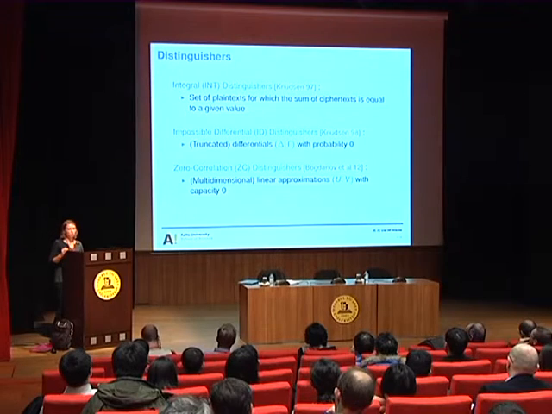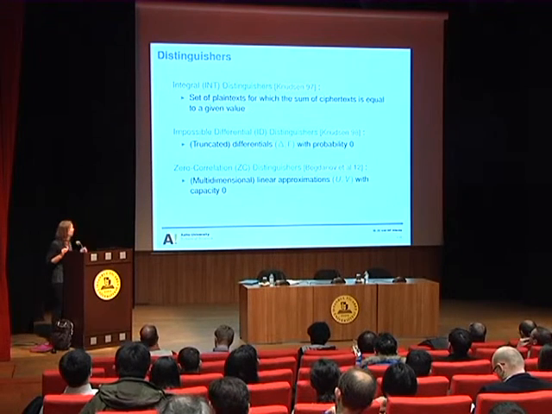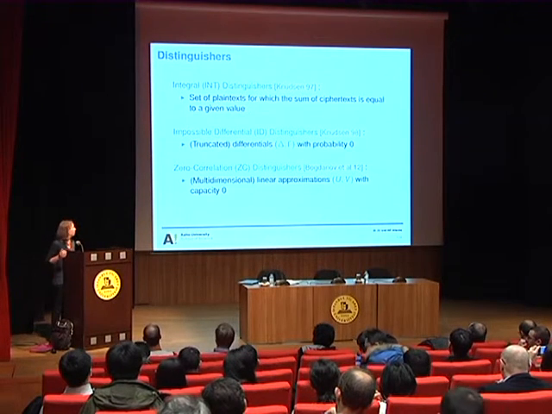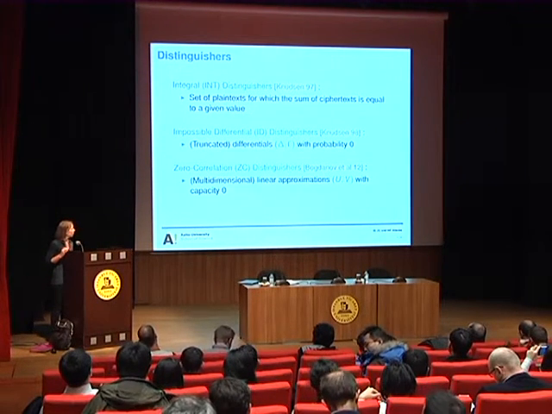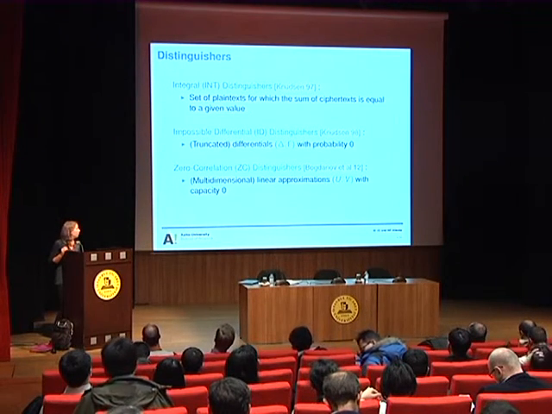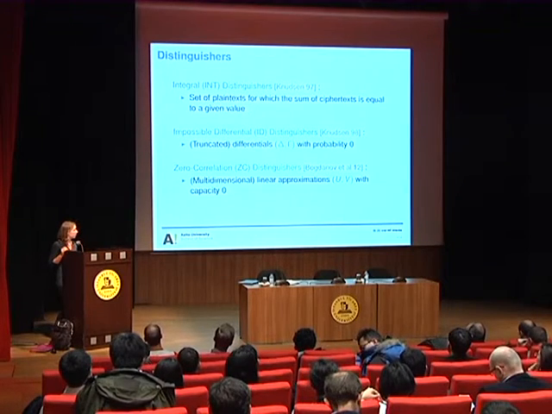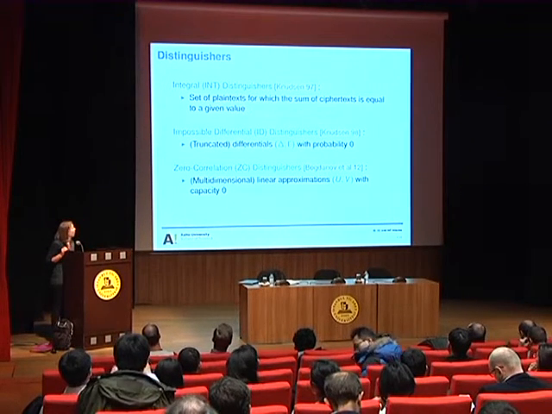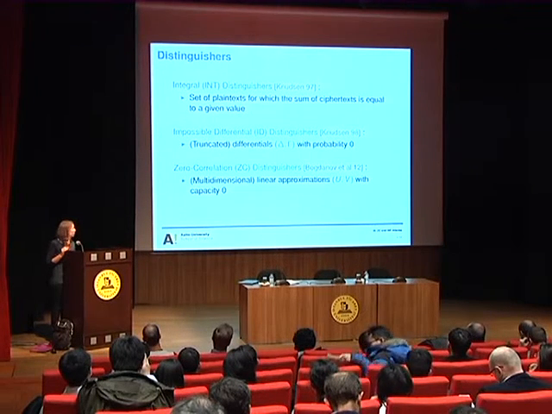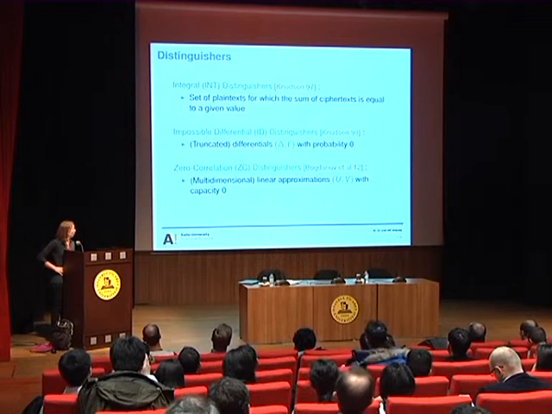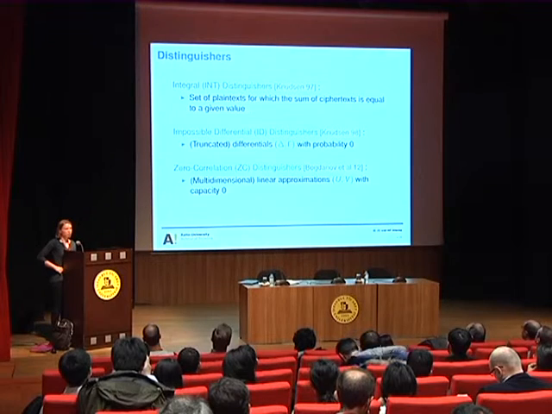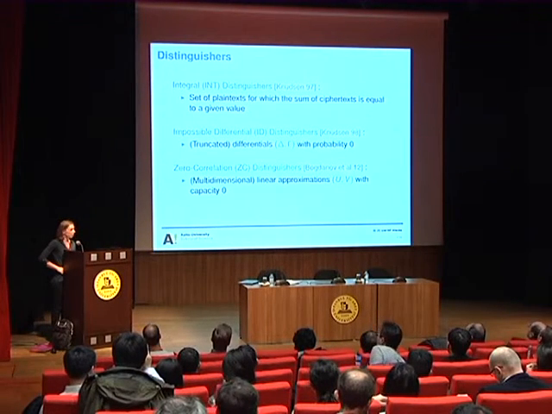The definitions we will use for this presentation are as follows. We call an integral distinguisher a distinguisher where we have a set of plaintexts for which the sum of ciphertexts is equal to a given value, usually 0, as we will take 0 for this presentation. An impossible differential attack, as you have seen this morning, deals with a differential with probability 0. Usually it's a set of differentials.